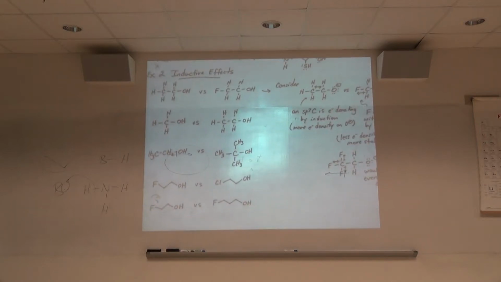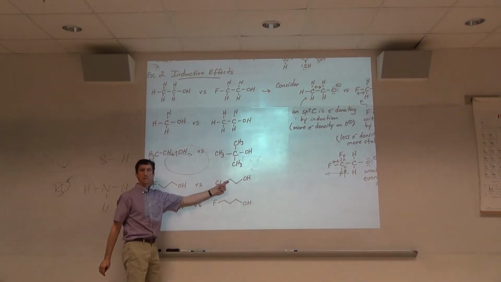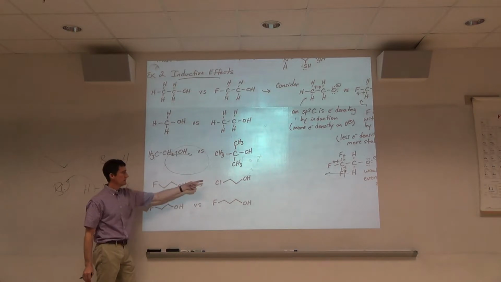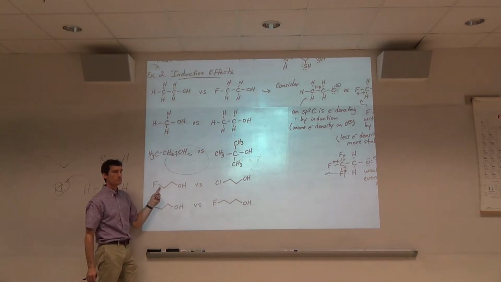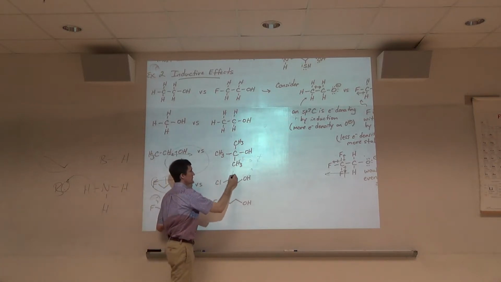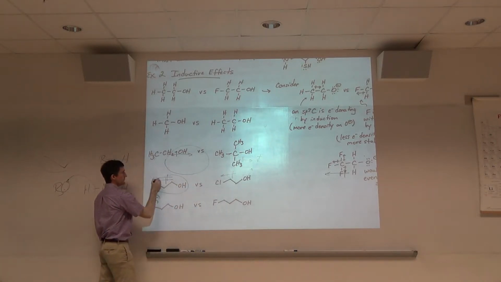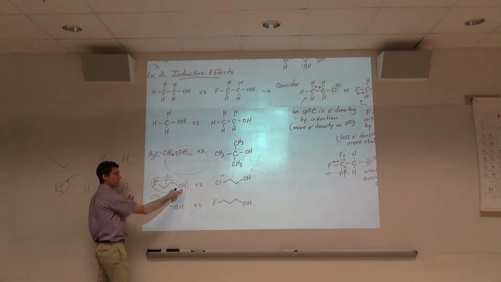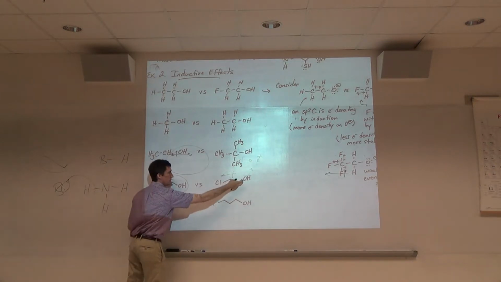We can have some variation. This is just like on the warm-up page. Which is more acidic? F, because it's going to pull more. I mean, they both pull, but this one pulls more. So this O minus is going to be more stable than that O minus.